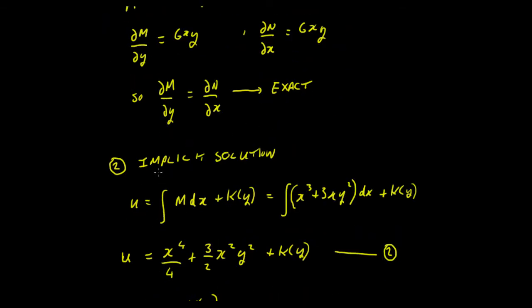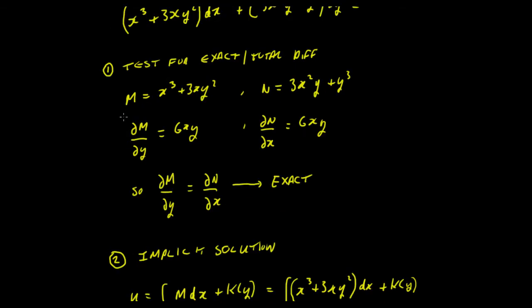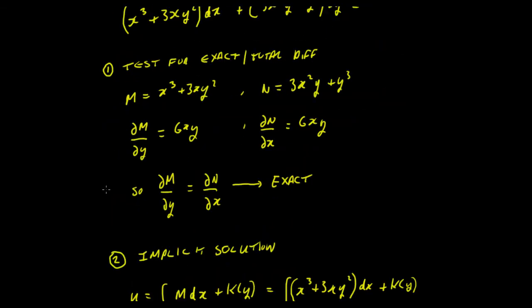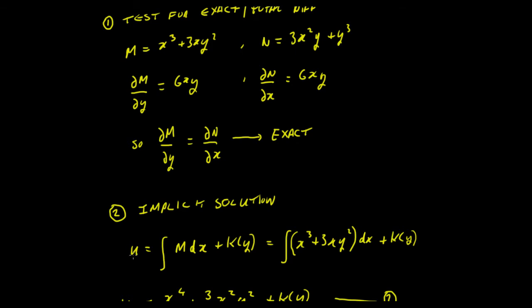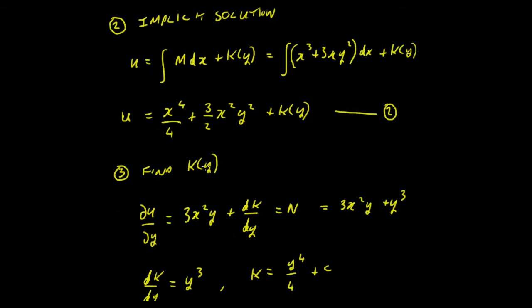We can use either one of these in order to form the solution. In this instance we've decided to look at u as the integral of M dx plus k of y. That's just going to be the integral of the M section here. So we integrate this plus k of y, and we get the value of u below. That's our solution there, but we don't know the value of k of y, but we can find it.